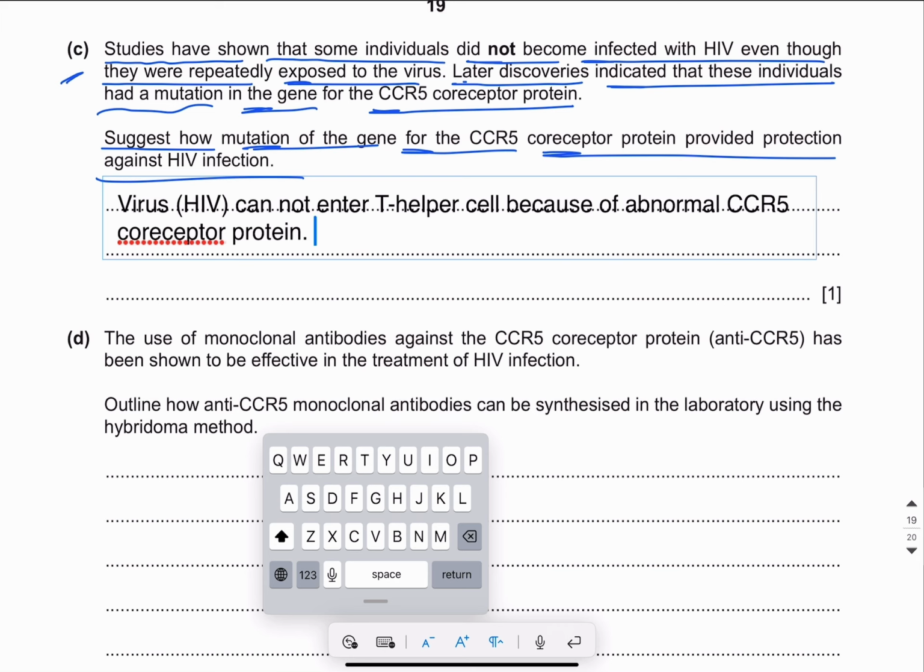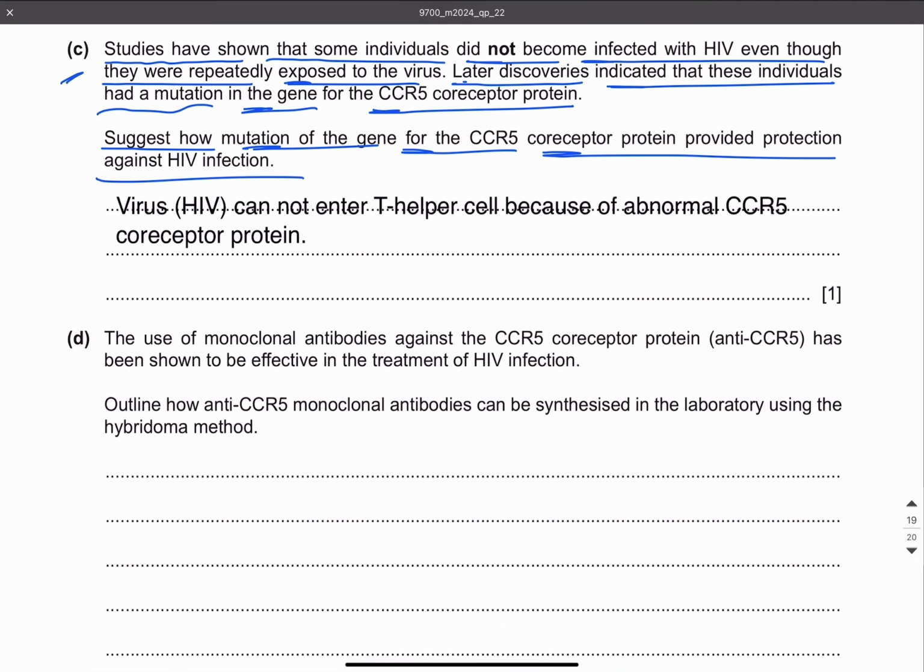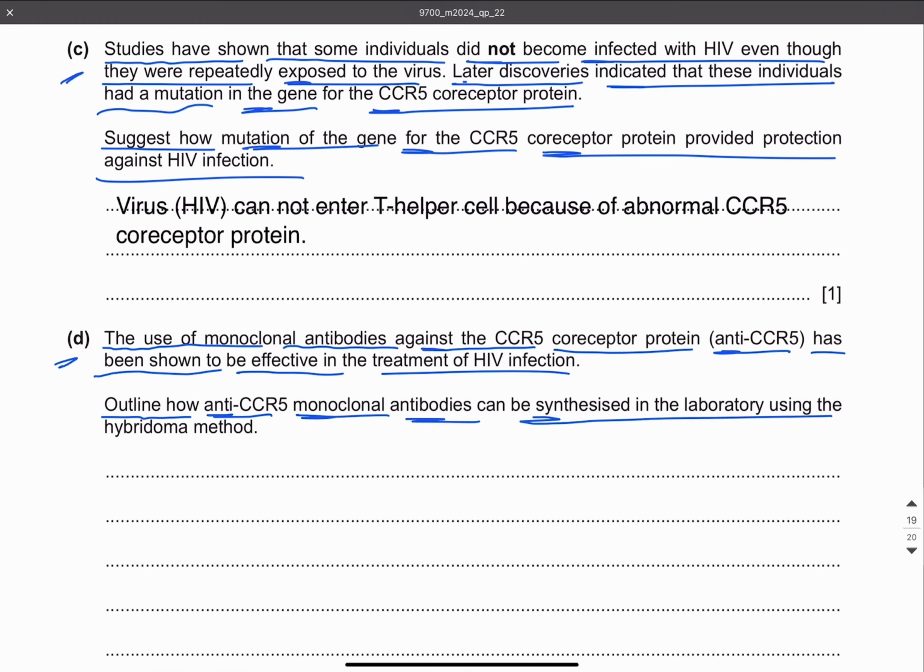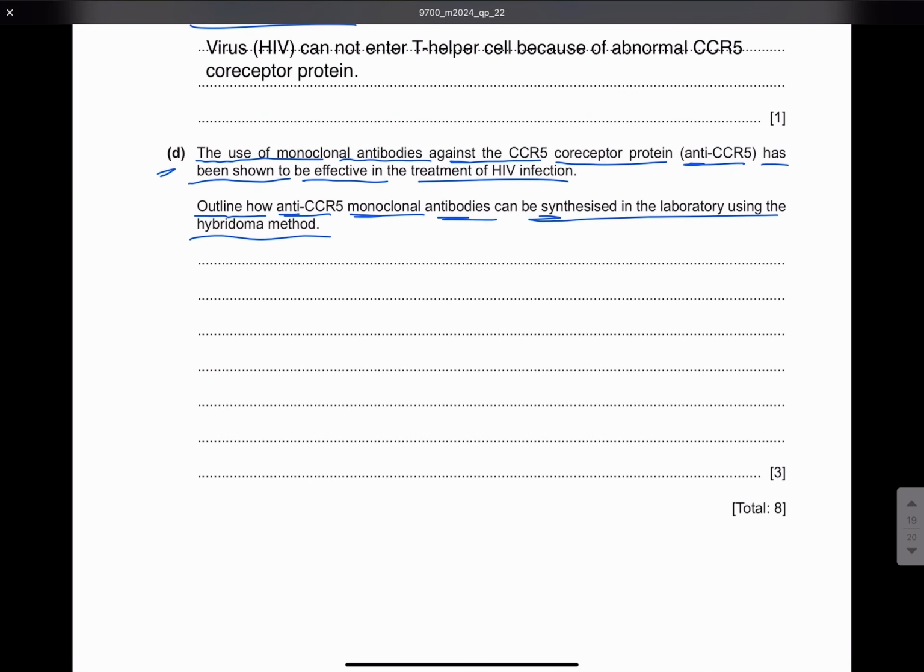Alright, let's move on to part D. The use of monoclonal antibodies against the CCR5 co-receptor protein, anti-CCR5, has been shown to be effective in the treatment of HIV infection. Outline how anti-CCR5 monoclonal antibodies can be synthesized in the laboratory using the hybridoma method. So guys, this is a very basic question in which you just have to tell the examiner how monoclonal antibodies are synthesized in the laboratory using the hybridoma method.